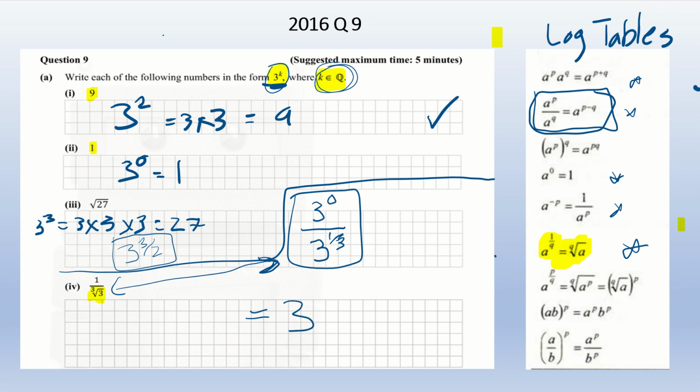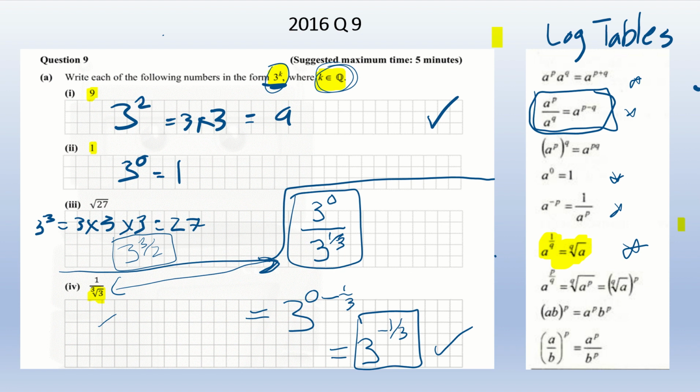p minus q. Now p was the exponent at the top. That's going to be my 0, take away my exponent at the bottom, the q, which is a third. So if I tidy that up one last time, I'm going to end up with 3 to the power of 0 minus a third, which is just minus a third. And if you put this into your calculator, it means the exact same thing as this over here.